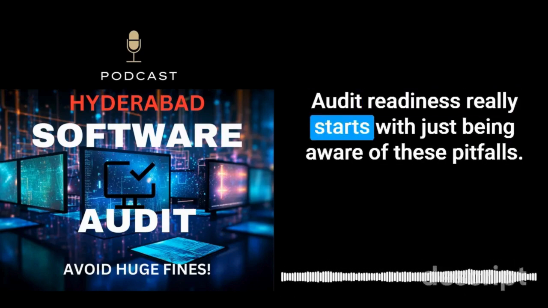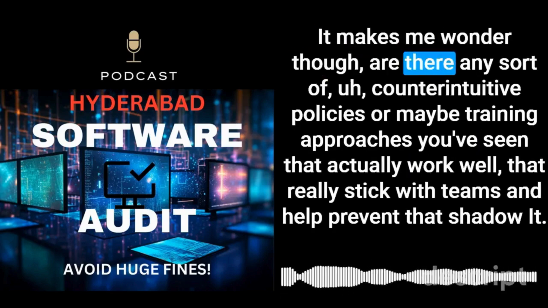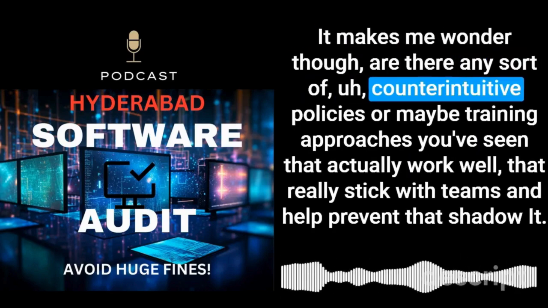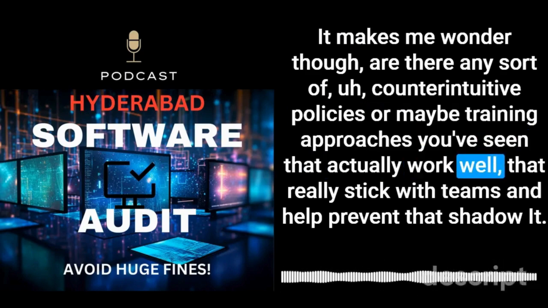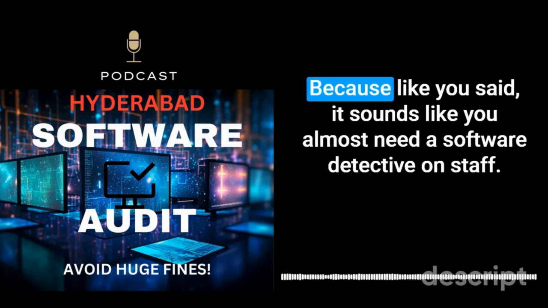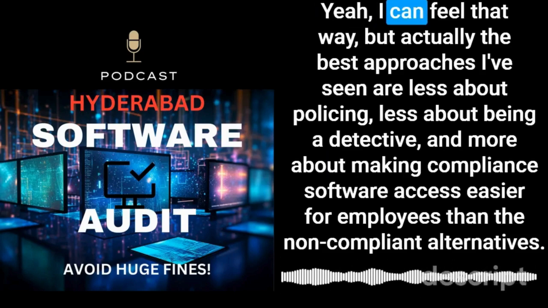That point about awareness really stands out. Audit readiness really starts with just being aware of these pitfalls. Makes me wonder, though, are there any counterintuitive policies or maybe training approaches you've seen that actually work well, that really stick with teams and help prevent that shadow IT? Because, like you said, it sounds like you almost need a software detective on staff. Haha, yeah, it can feel that way.